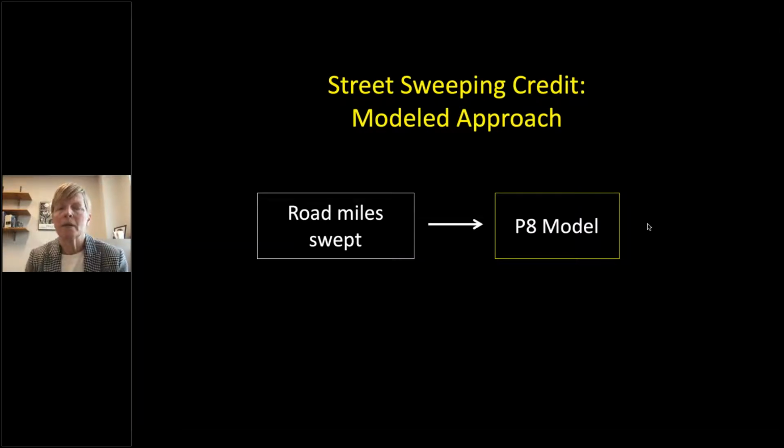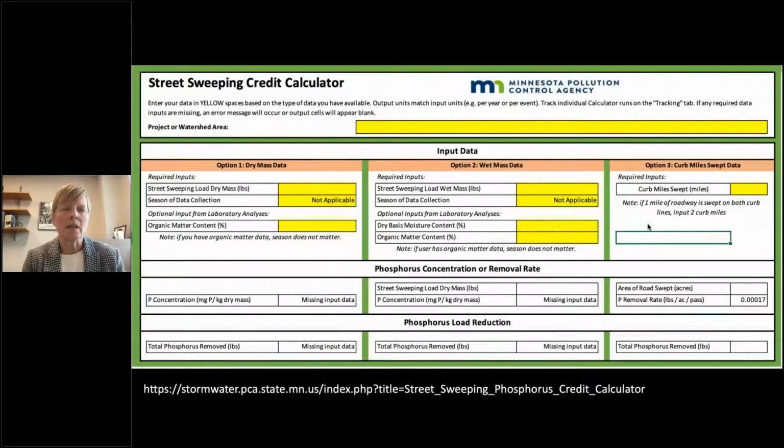Alternatively, permittees are allowed to take a modeling approach where they basically enter the road miles swept, and then that is fed into the P8 model, which gives an estimate of phosphorus removed through street sweeping. So this is just an example of the credit calculator that Tetra Tech developed for MPCA for use by permittees.